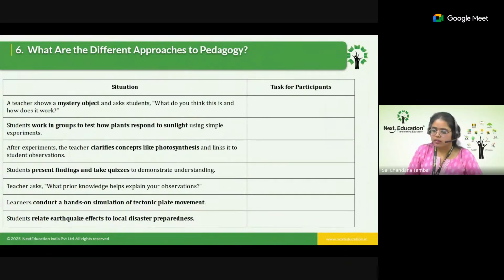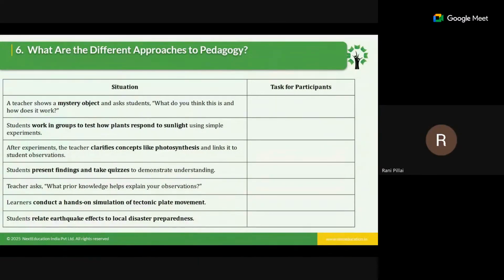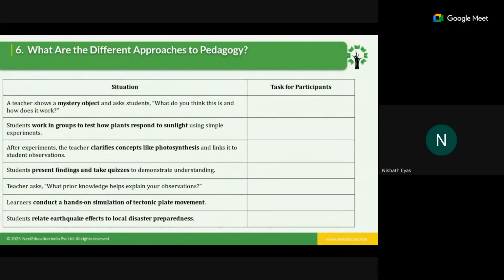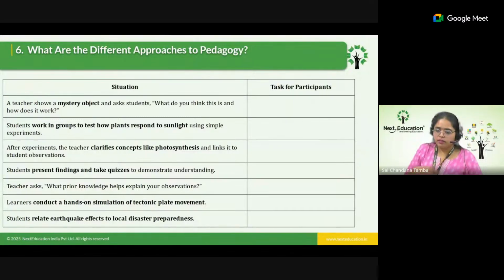Yes, Nishant. Ma'am, this comes under the 7E model. I think the first step, elicit. Okay, to capture the learner's interest, you're saying, or are we checking the prior knowledge of the student? Yes, the prior knowledge. So we are giving a student a particular object and asking what they already know about it. So we are checking the prior knowledge of the student, so it comes under engage.